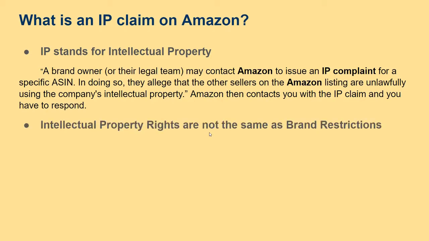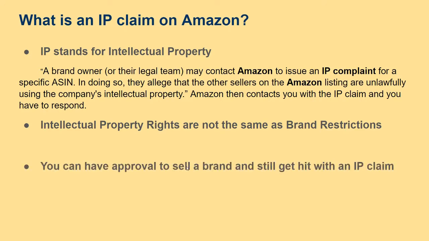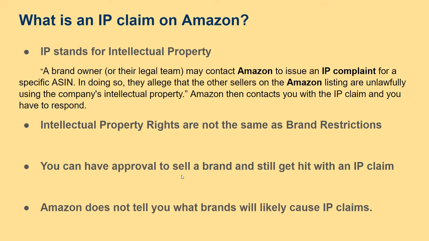Now, it's important to understand that these IP rights are not the same as brand restrictions. These are two different things. So what it means is that you can actually have approval to sell the brand on Amazon Seller Central, and you can still get hit with an IP claim. And that's where the real danger comes in, because Amazon doesn't even tell you what brands are likely to cause these IP claims. They'll let you sell the brand. They'll give you approval, and they're not letting you know that these brands will cause IP claims.